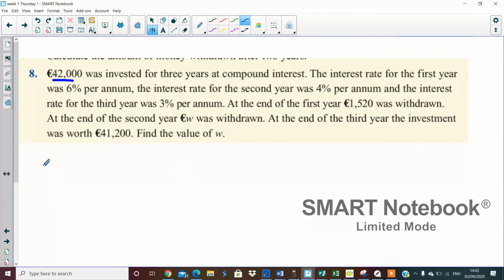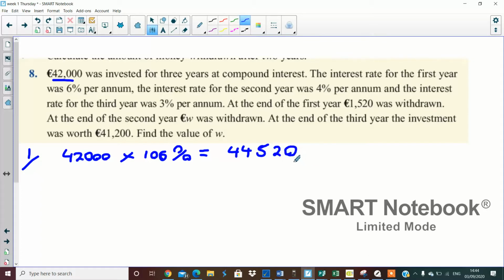We do it year by year. Okay. Year 1, we start off with 42,000 and we increase it by 6%. What do you get when you increase it by 6%? 520. We good? Okay. This much is taken away. So we're going to take away 1,520. So what happens then?